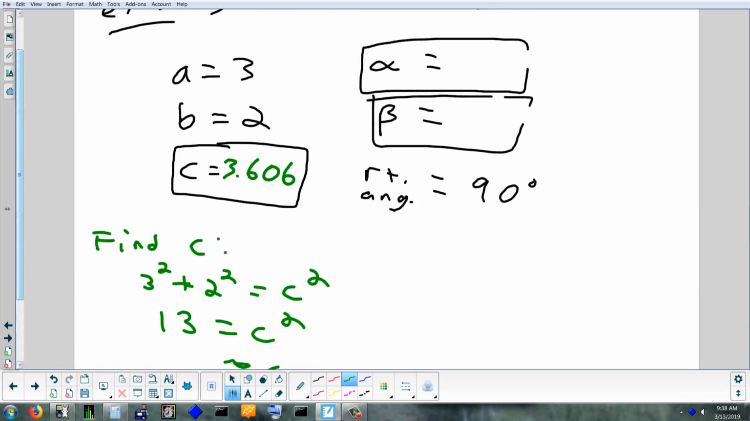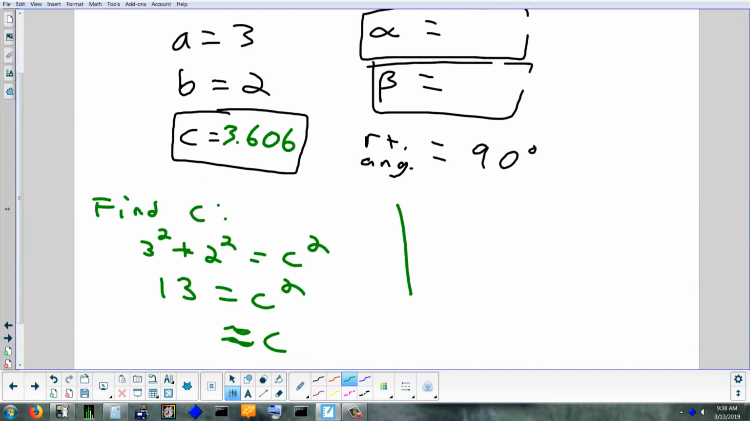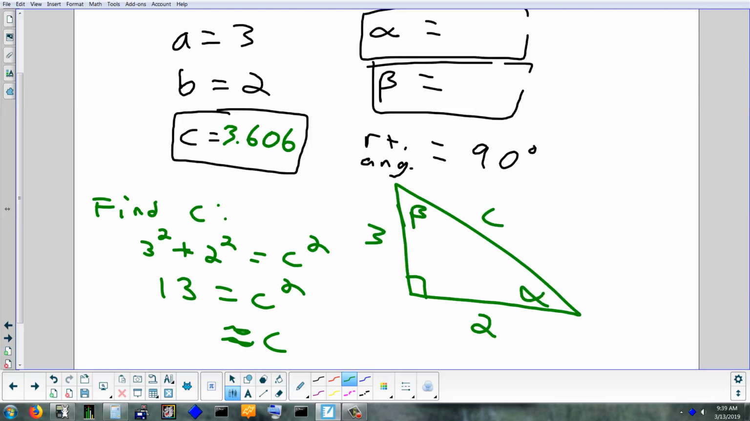That part we can do without the diagram because it doesn't really involve opposite and adjacent. The rest of it, I would make a diagram. 3, 2, alpha, beta, c. Always circle the two things you were given. So we're definitely going to use the 3 and the 2. And now we can pick alpha or beta. Doesn't matter.